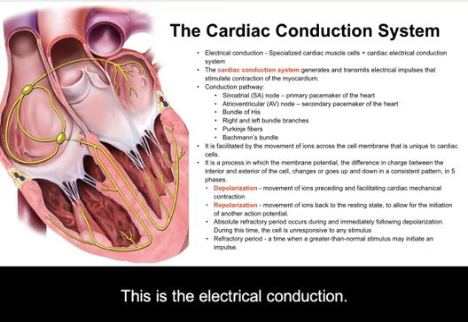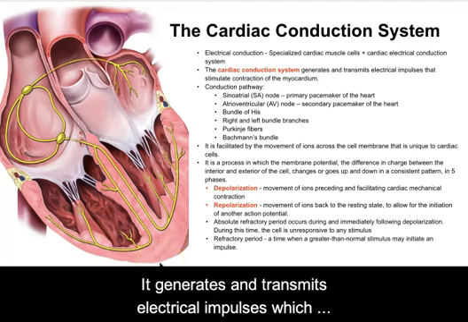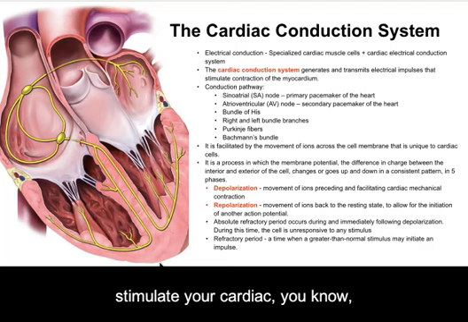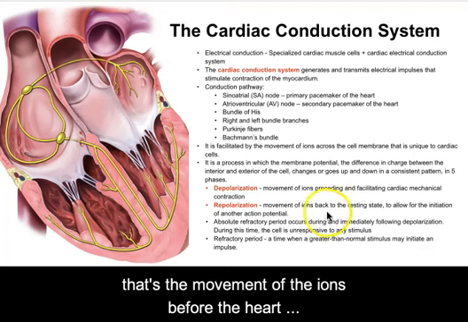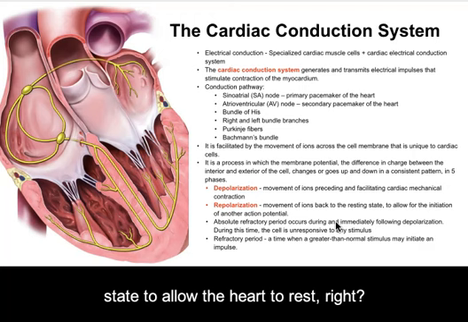What is this? This is the electrical conduction. Now we have your heart muscles, your chambers, your valves, everything, but what makes it contract is the electrical conduction. The cardiac conduction system generates and transmits electrical impulses which stimulate the cardiac muscle so it can contract. Right? And depolarization is the movement of the ions before the heart contracts, right? Repolarization is when the ions return back to the resting state to allow the heart to rest, and so it can initiate another contraction.